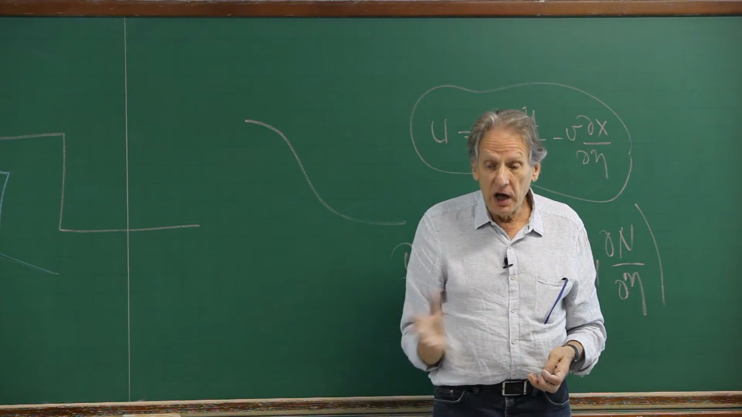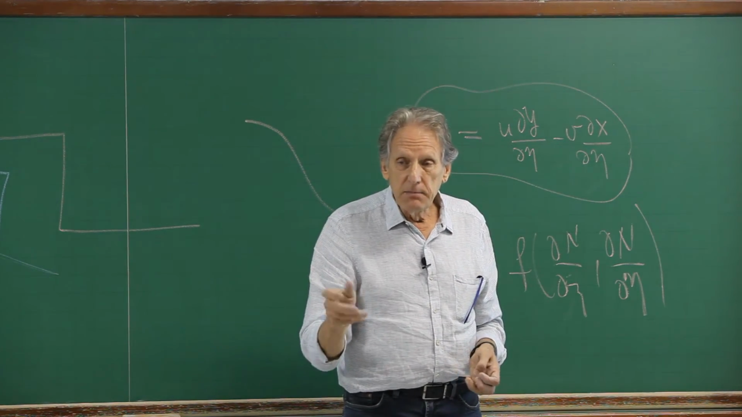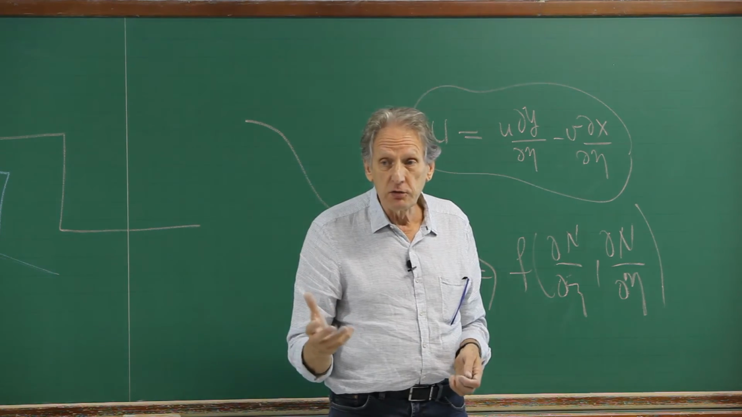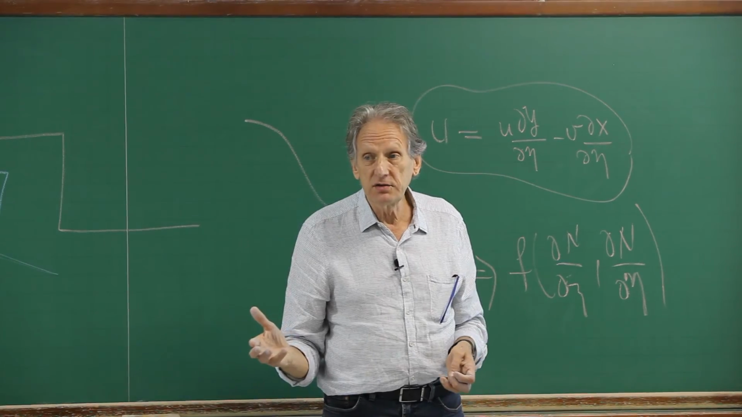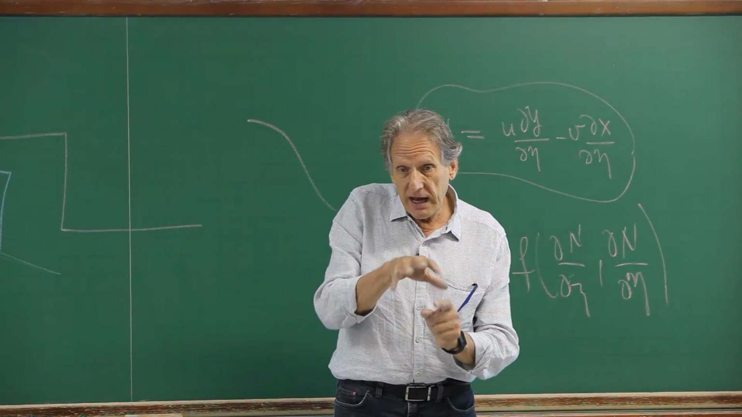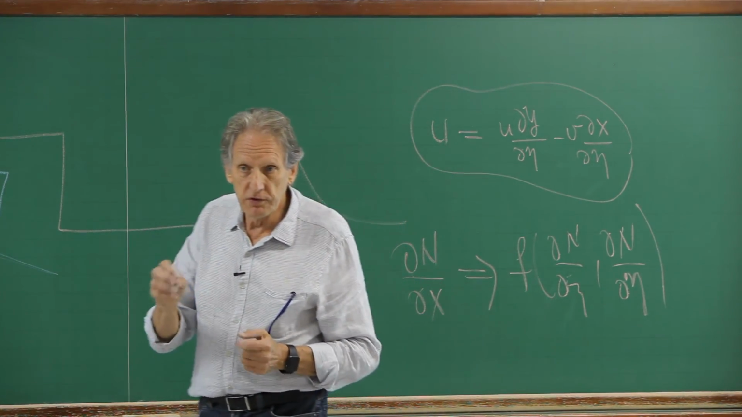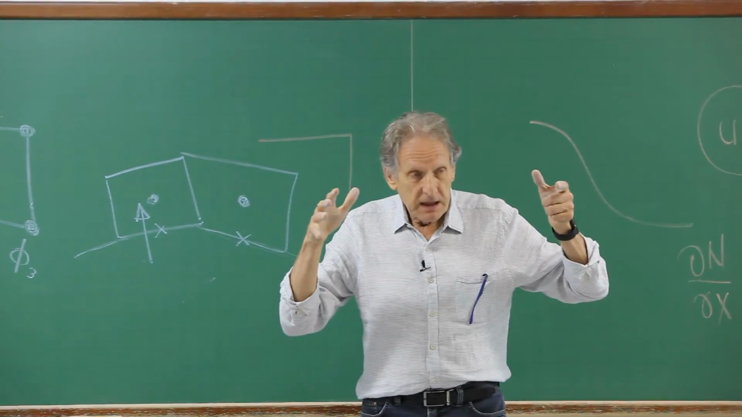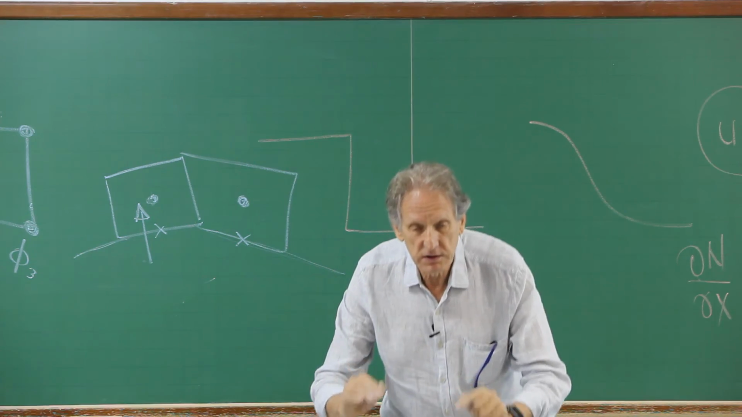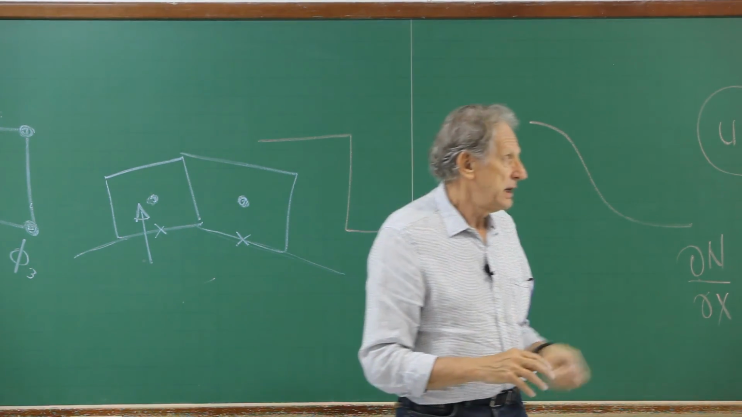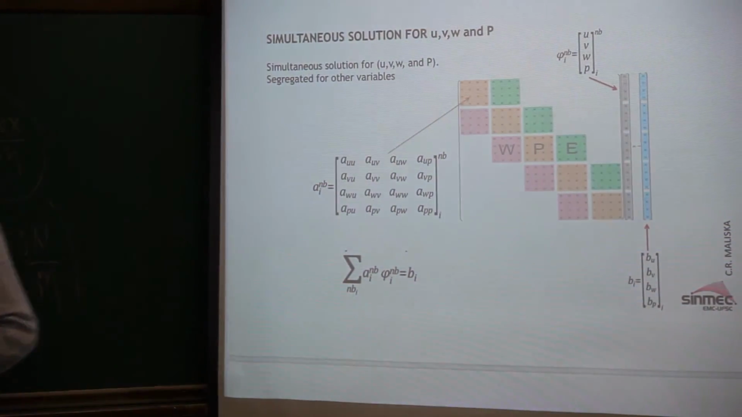So what is done normally is to look at where the most important part is when you solve a fluid flow problem. It is the coupling between pressure and velocity. There resides the main difficulty. So let's put this together, U, V, W, and P, to solve these four variables simultaneously, and the other ones in a segregated manner. And then what results is a matrix like that.